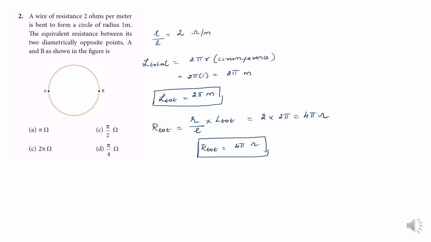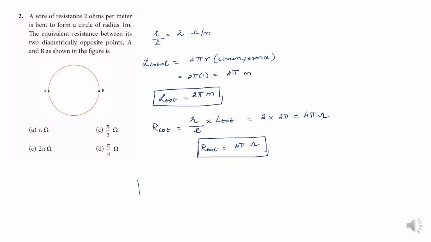So A and B are the two diametrically opposite points. These 2 points split this circle into 2 equal halves. So when the length is circumference, it is the full circle. AB splits it into 2 equal halves. That means this half is half of the circumference and this is half of the circumference. That means the total resistance is split into 2 and the arrangement looks like this between the diametrically opposite points.